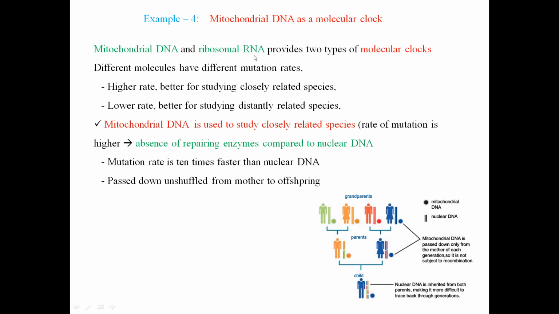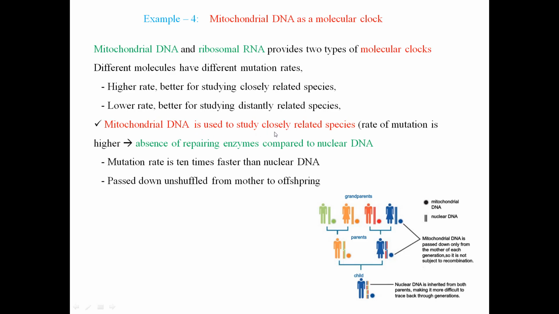Mitochondrial DNA and ribosomal RNA provide two types of molecular clock. Different molecules have different mutation rates. A higher rate is better for studying closely related species; a lower rate is better for studying distantly related species. So if an organism has a higher rate of mutation, we can easily identify closely related organisms. If an organism has a very low rate of mutation, it is very helpful for identifying distantly related organisms.